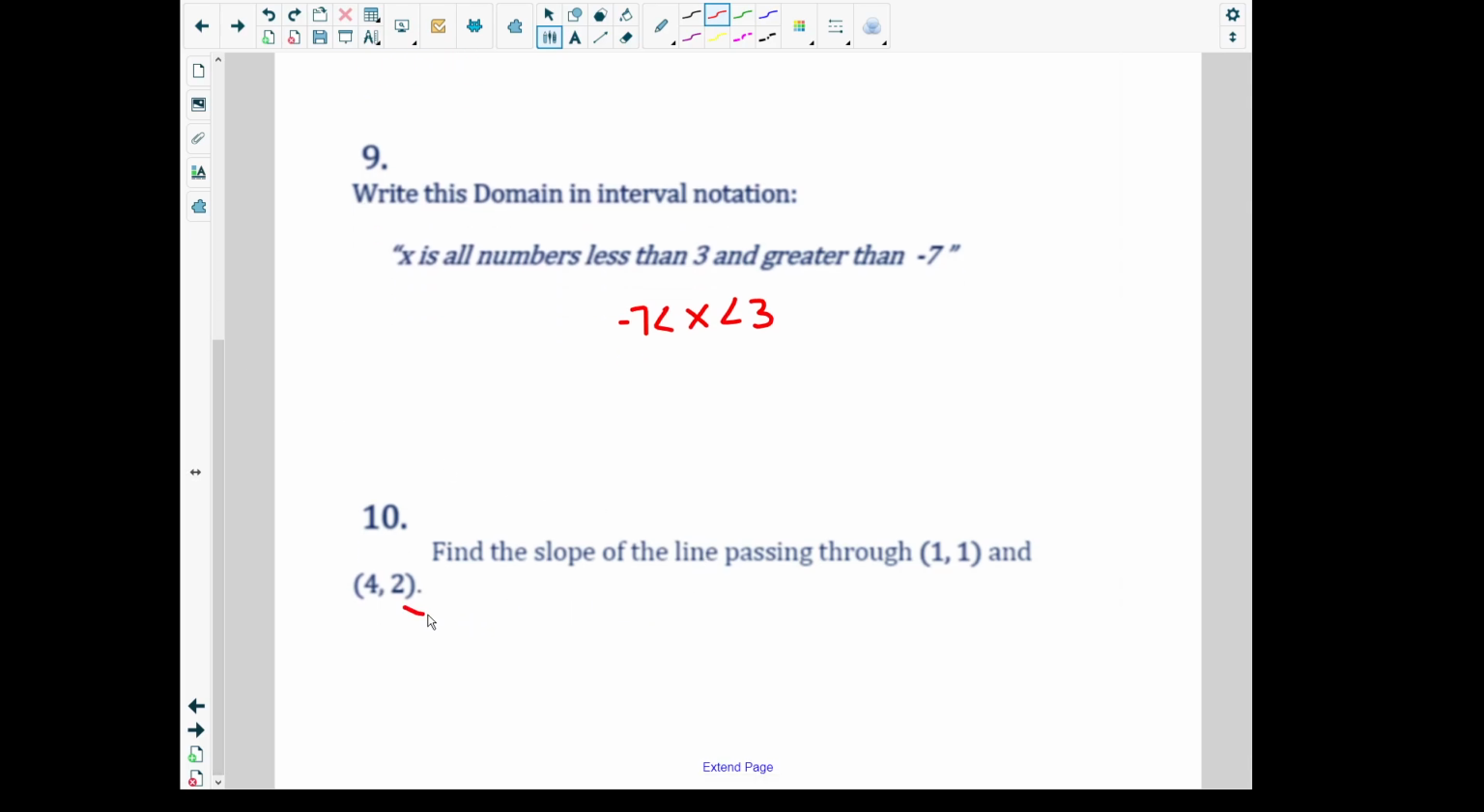Find the slope. All right, same thing as always, right? There's my y2. So y2 minus y1, here's y1, over x2, that's the 4, minus x1, which is this 1 here. So I get basically 1 over 3, or 1/3, right?